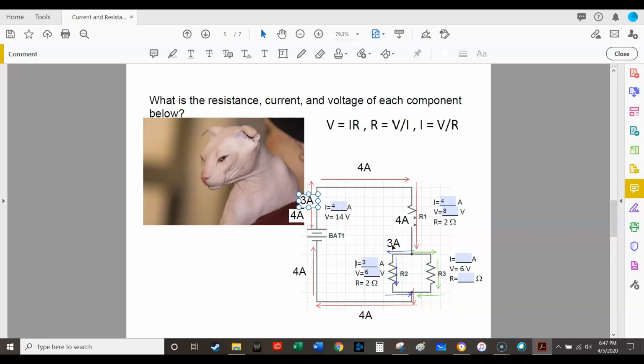That means the rest of that 4 amps has to be flowing through the right, which is going to be 1 amp. So that means R3 is getting 1 amp. 6 volts divided by 1 amp is going to be 6 ohms. And then 3 amps is flowing back to the right, joining up with the 1 amp flowing back to the left to form 4 amps again. And so that is this. That is this little guy.